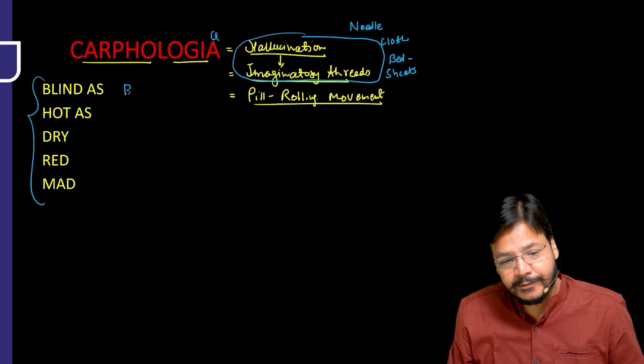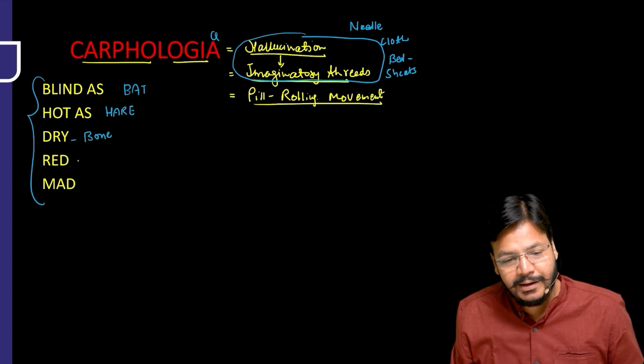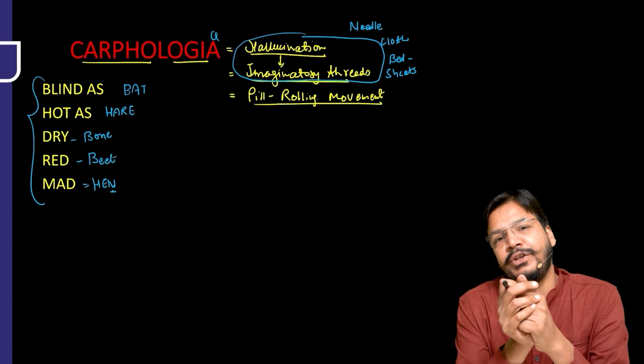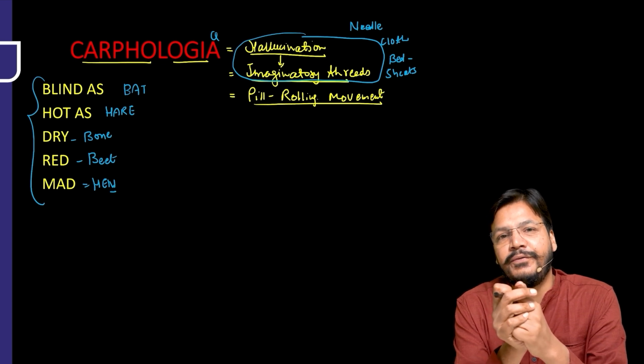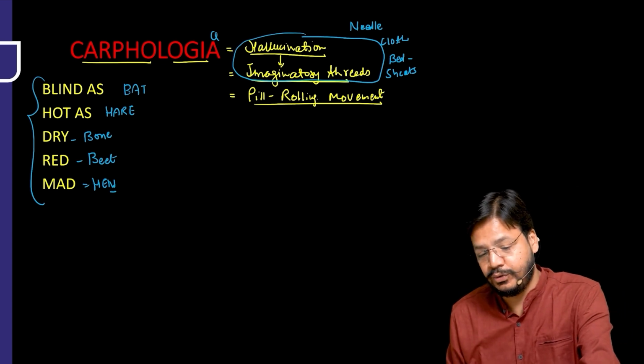Blind as a bat, hot as a hare, dry as a bone, red as a beet, and mad as a hen. These are the features of Datura. If these questions are given and you've been asked, these are the features of Datura.